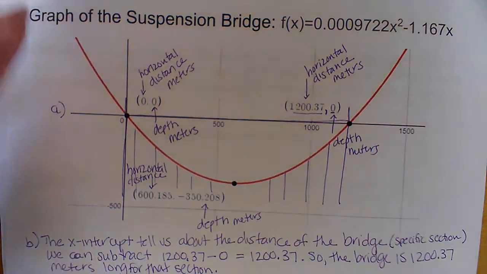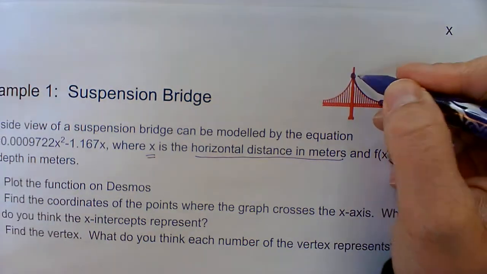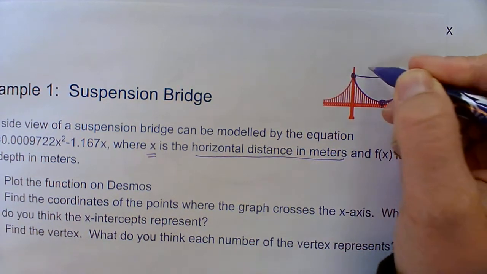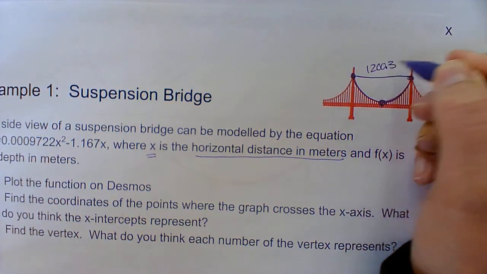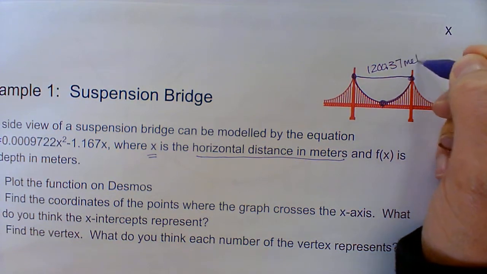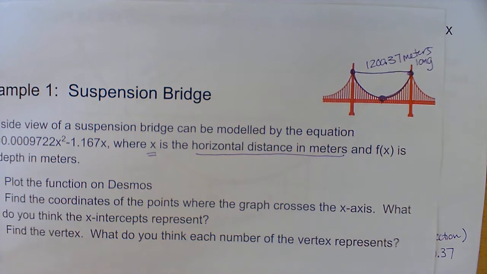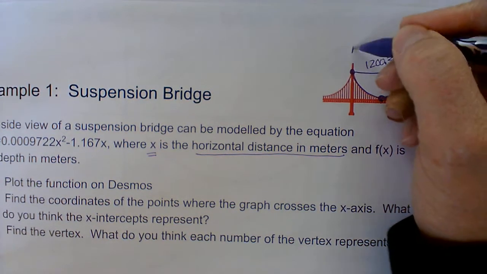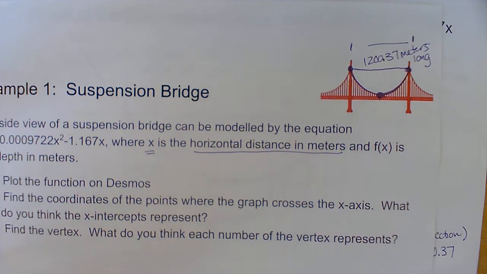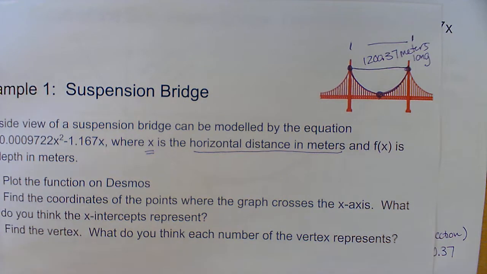So what I'm talking about is if we go back here, from this all the way over to here, it's 1200.37 meters long. And that's why you have to use your imagination, because you have to really picture how long that section, this section of the bridge is.